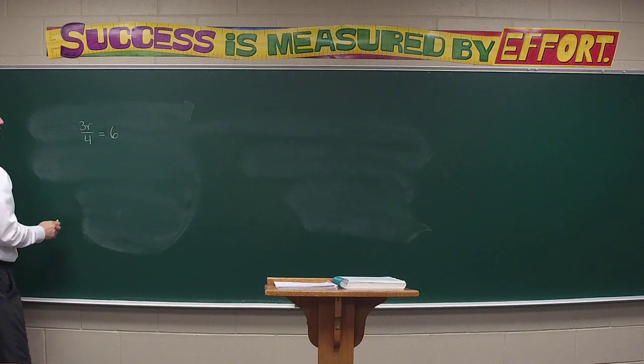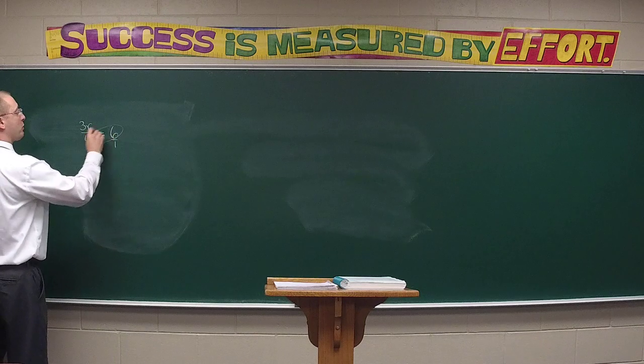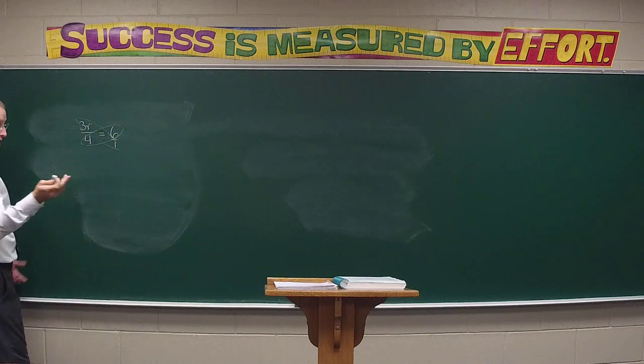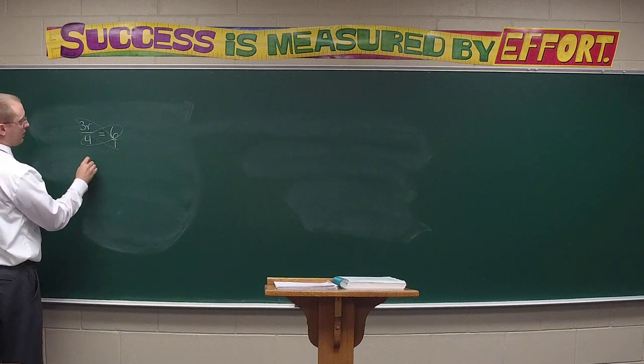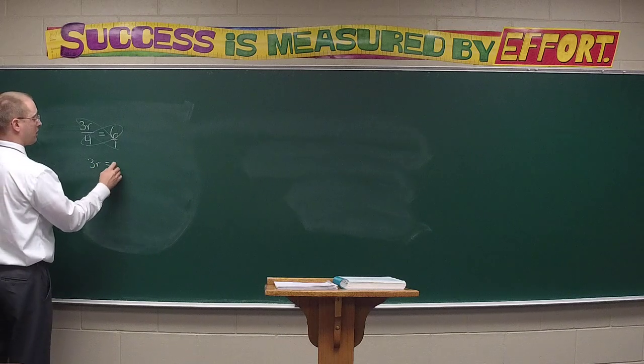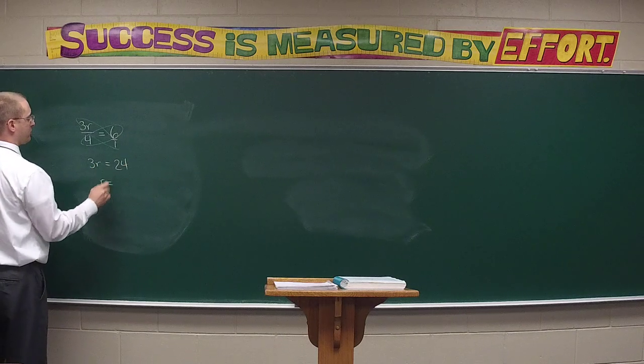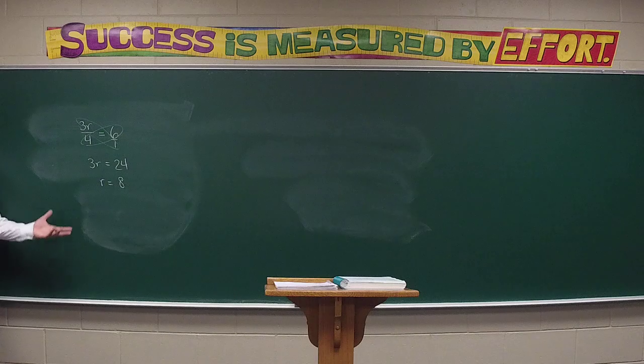The means and the extremes. Right, if I put this over 1, I could cross multiply the means and the extremes. That's an option for sure to get 3r equals 24. And then that would give me r is equal to 8. We could do that. Okay, that's a creative way to do it.